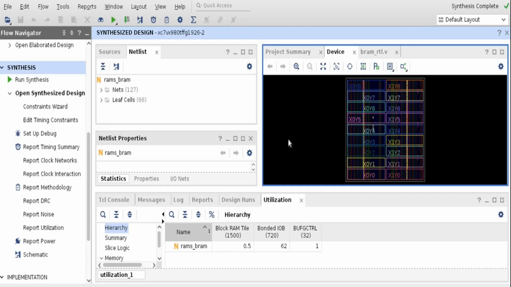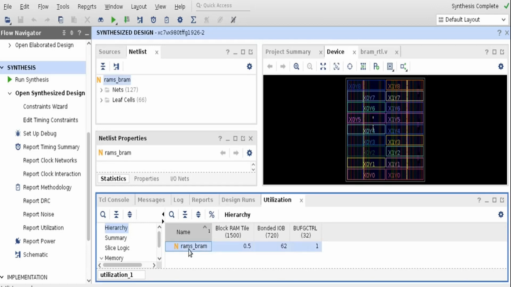Friends, synthesis of the second module has just completed, where the module name is RAM_BRAM. This is consuming 0.5 BRAM tiles out of 1500 BRAM tiles. The IOs consumed are 62, which is exactly the same as in the previous example. Here also we are consuming one BUFG for clock routing. Now I will put both the codes side by side and point out the differences.